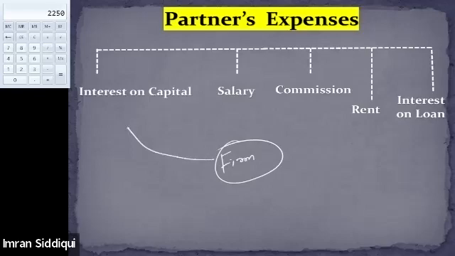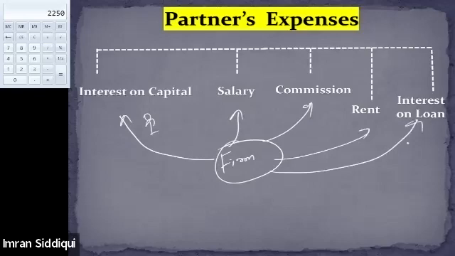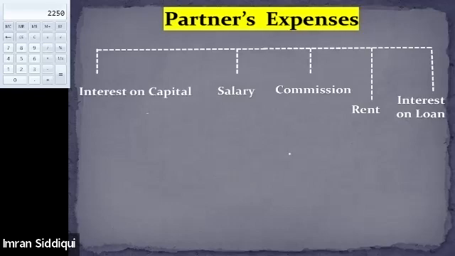The firm may be required to pay interest on capital to the partner, right? And the firm will have to pay salary to the partner. The firm will be required to pay commission. The firm may be required to pay the rent to the partners and interest on loan as well. Got it? All these expenses are the partner related expenses. Got it, Aman? Yes. Okay.